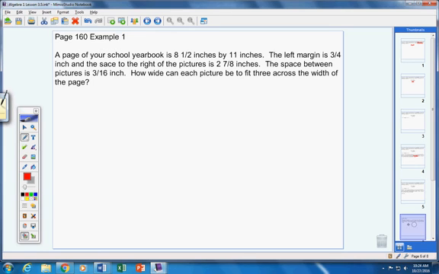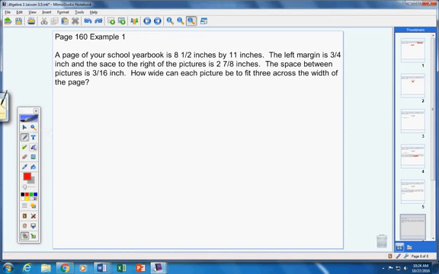Alright, here we go. Now in your notes, don't write down this word problem. Just simply write down page 160, example 1. And then later on, if you need to look back at the problem, you can open your books and look at the problem there, okay? Alright, here we go. You can work ahead or watch me, that's up to you. A page of your school yearbook is 8.5 inches by 11 inches, okay?